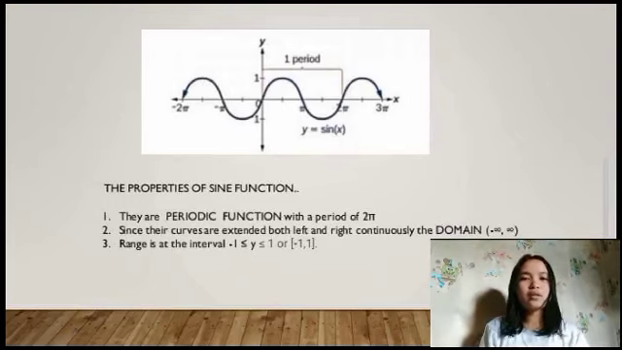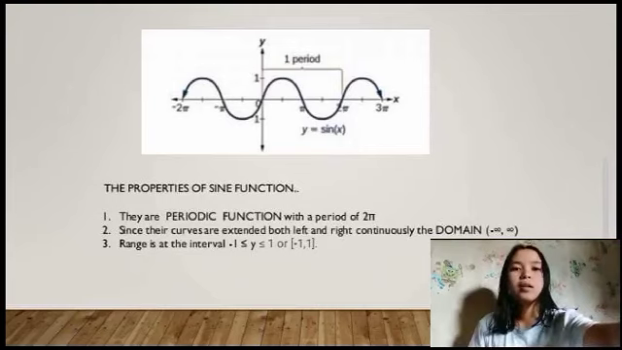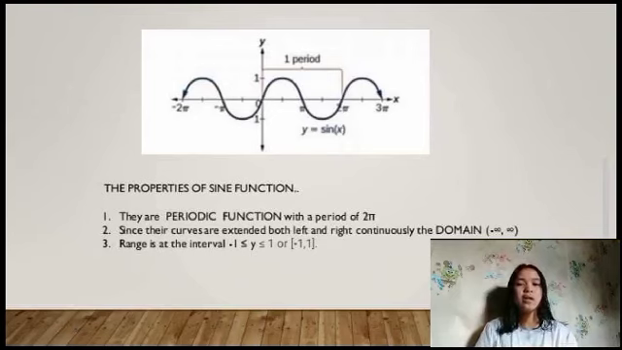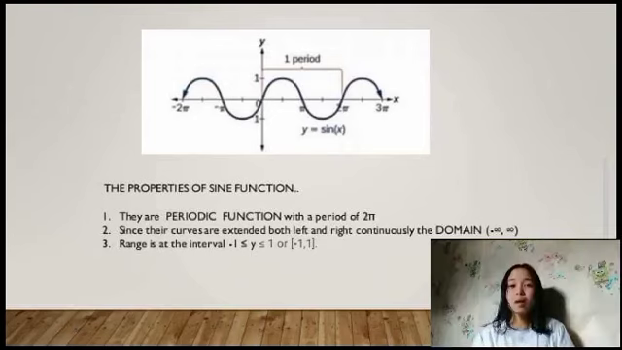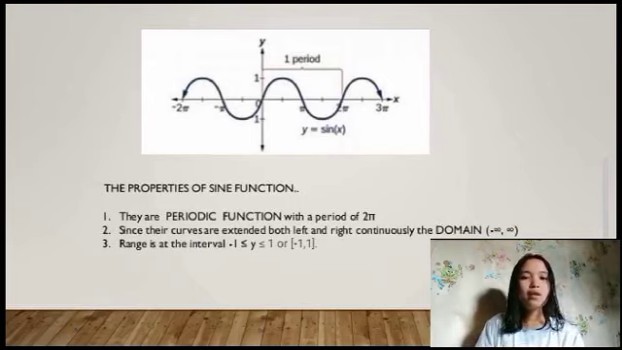Let's talk about now the range of our sine function. The range is the interval negative 1 less than or equal to y less than or equal to 1, or [-1, 1]. So here in the graph, we can see that the graph doesn't exceed the values of 1 and negative 1. Therefore, the maximum value of y is 1 and the minimum value is negative 1. So, the value of our y is within this range.